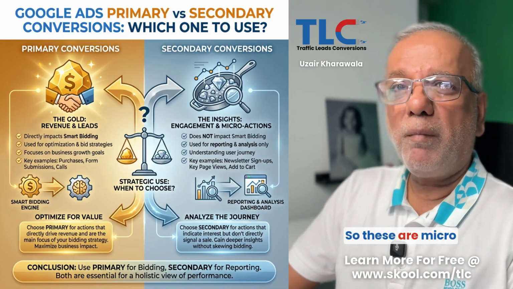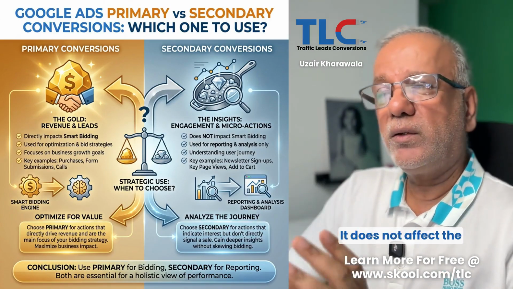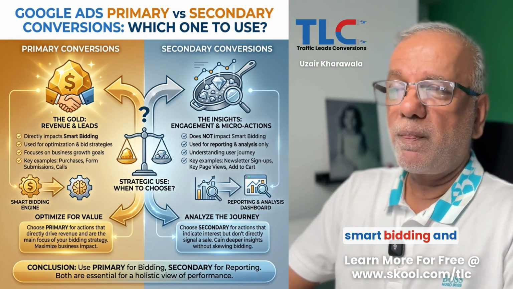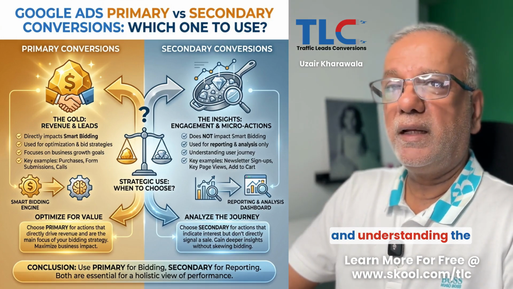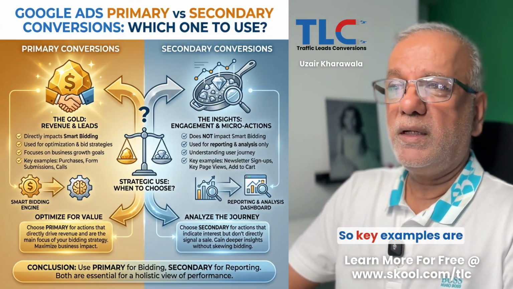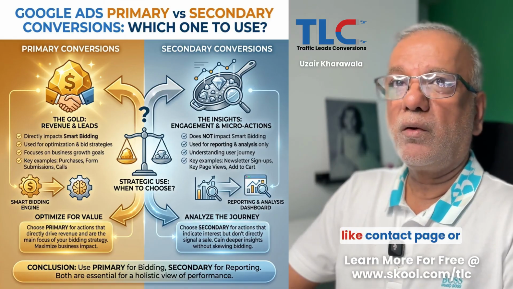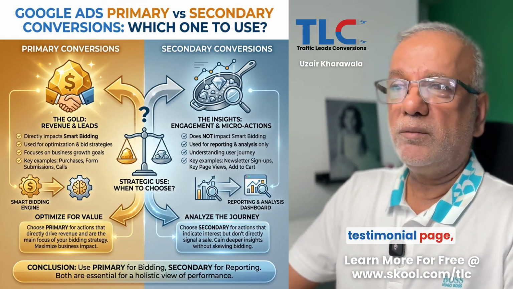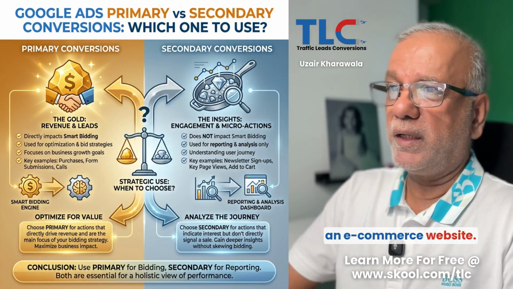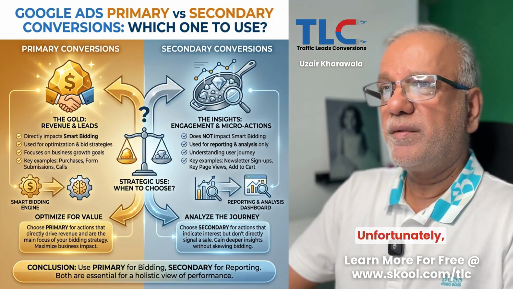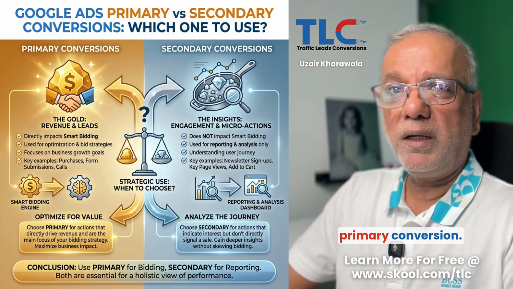These are micro conversions which will lead to the main conversion. It does not affect the smart bidding and is only used for reporting and analysis and understanding the user journey. Key examples are newsletter signups, key page views like a contact page or testimonial page, or an add to cart on an e-commerce website. Unfortunately, some marketeers and agencies use this as a primary conversion.